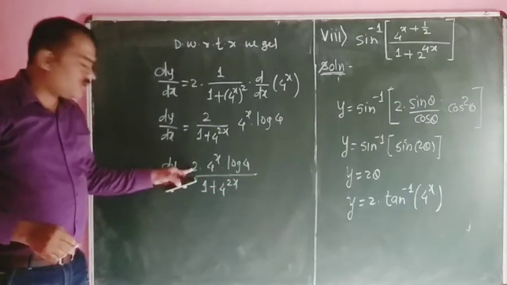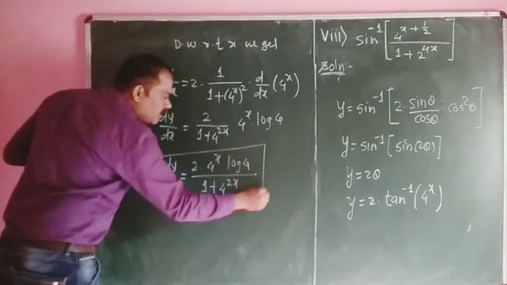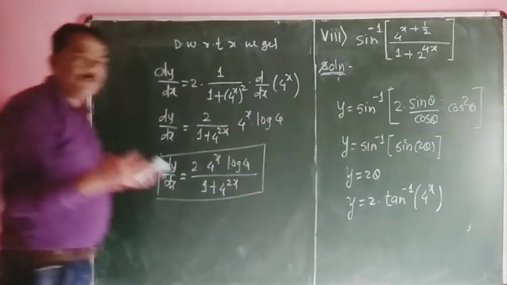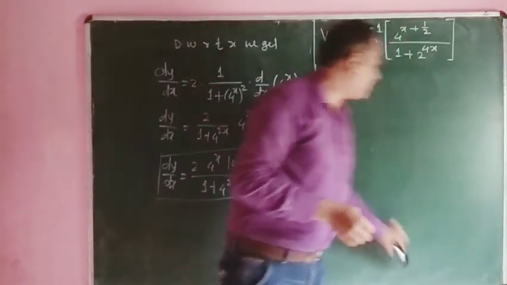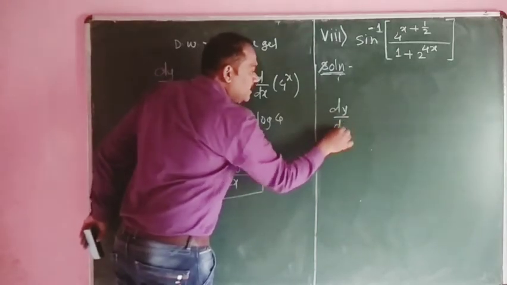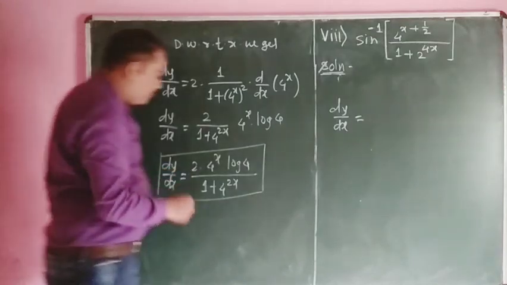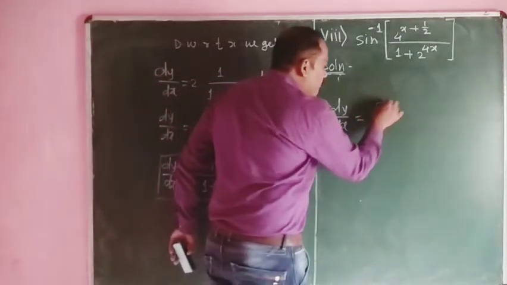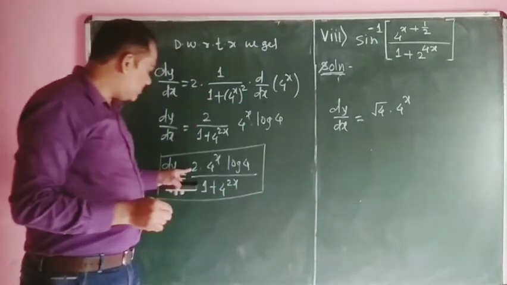Now this can also be written as, this answer is also correct. If you have to simplify it more, that time you have to get the answer in this way or in that format. We have to write that dy by dx is equal to, this 2 is nothing but the square root of 4, that is square root of 4 into 4 raised to x. We have to substitute the value of 2.